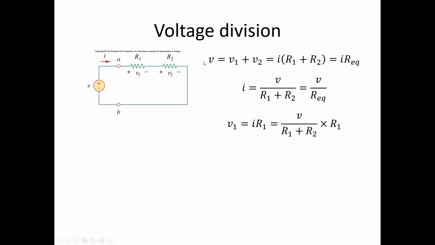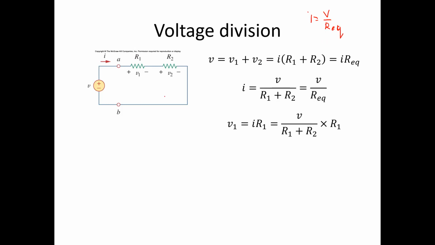Based on KVL, the voltage source is equal to the summation of all the voltage drops. And we know that these resistors are in series, so the current is the same current. So we can factor out the current: I times R1 plus R2, where R1 plus R2 is your R equivalent. And from here we find that I is equal to V over R equivalent.